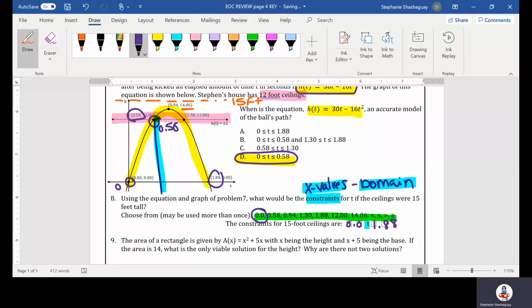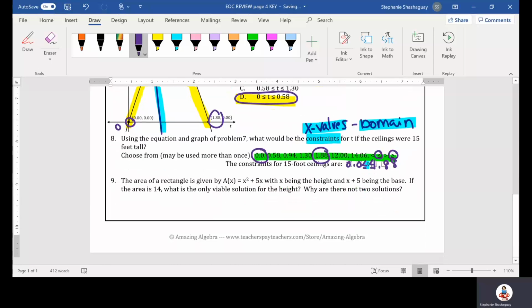So t has to be greater than or equal to 0.0 seconds, or less than or equal to 1.88 seconds. So we used those 4 signs. Question number 9.